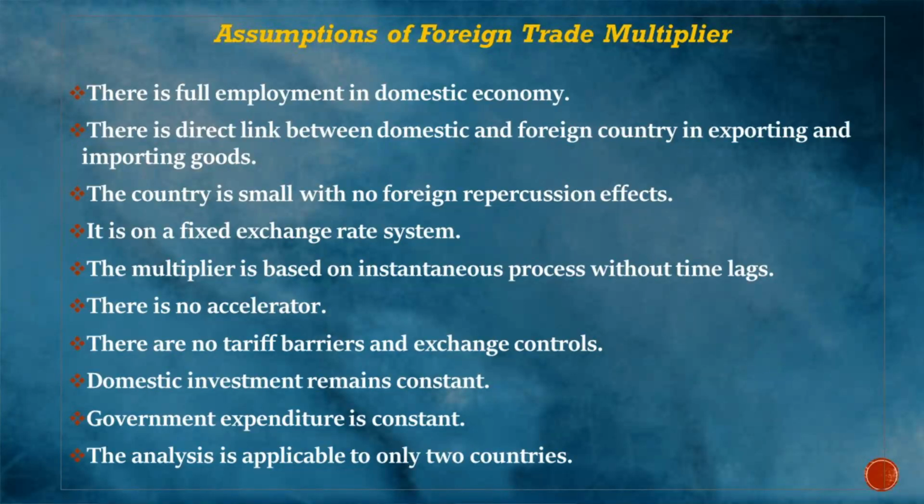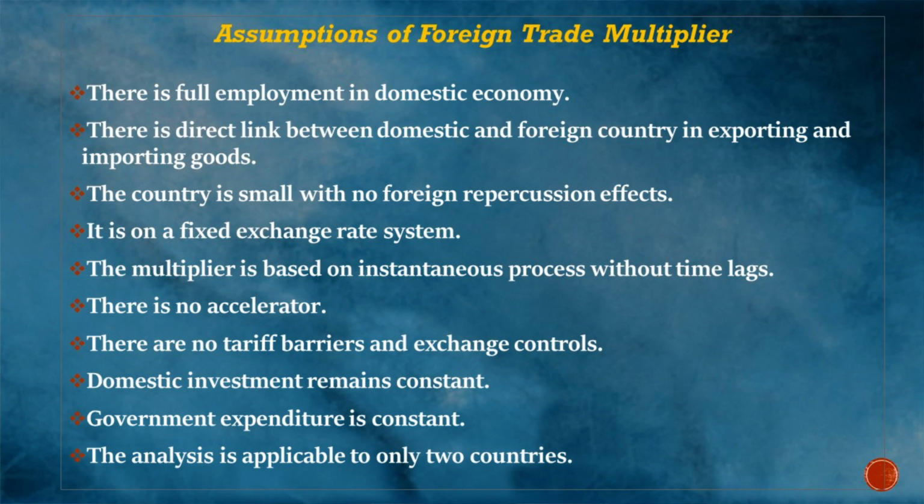The first thing is there is full employment in the domestic economy, and there is a direct link between the domestic and foreign country in exporting and importing goods. Then the country we are discussing is a very small country with no foreign repercussion effect. And this country adopts a fixed exchange rate system. It is not a flexible exchange rate. Then the multiplier is based on an instantaneous process without time lag. So that means if there is an export earning, the ripple effect that we are going to discuss doesn't involve any time lag. And there is no accelerator process involved here.